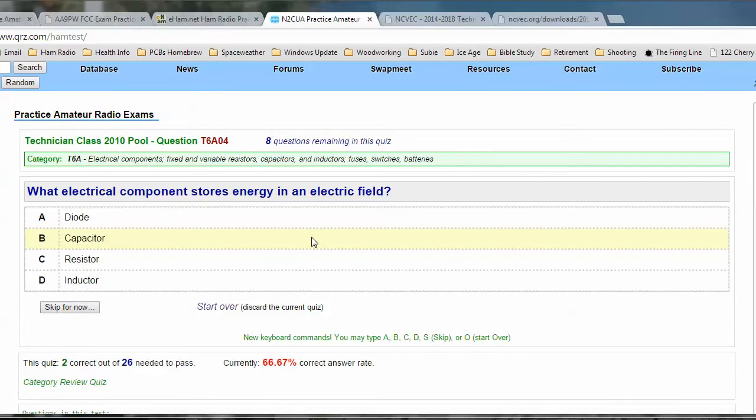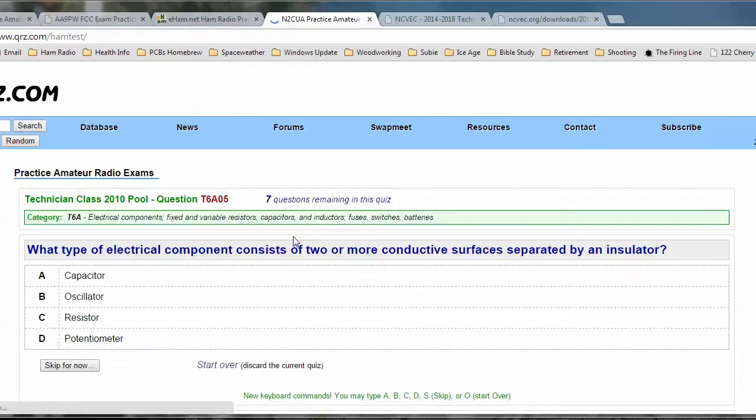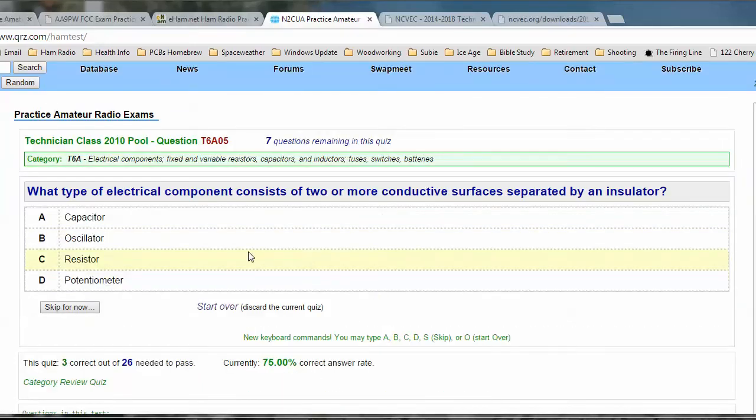What electrical component stores energy in an electric field? Okay, electric field. Now, it's not a diode. A diode, just so you know, allows current to flow in one direction. It's like a one directional switch. Capacitor, we'll go back to that. A resistor doesn't store energy, and an inductor stores energy in an electromagnetic field or a magnetic field. So it's most likely that one. That's good because I only got a 67. You see that? Oh no, we're at 75 now.